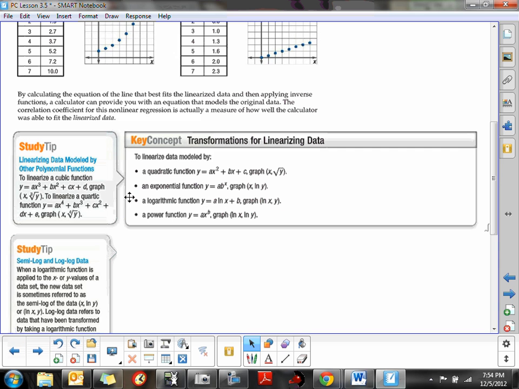Okay, so here's where I want to go back to the study tip: linearizing data modeled by other polynomial functions. Here's where this rule applies: if it's quadratic, you take the square root. If it's exponential, you take the natural log. But if you have a cubic function, then we want to take the cube root of your y values to linearize it. In the same vein, for the quartic function, which has a dominant term to the fourth power, we want to do the inverse, which would be the fourth root. So there is this association between taking the inverse function to help linearize the data. That scheme breaks down a little bit with your logarithmic and power functions, so there's some exception to that rule.